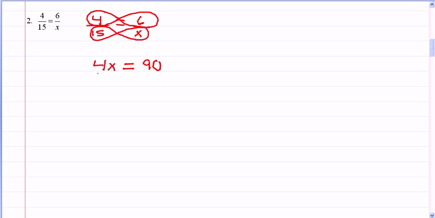So to finish this, 4x equals 90, I want to divide both sides by 4 so that I get x equals 90 over 4, and I can reduce 90 over 4 by 2 so that my final answer is 45 over 2.